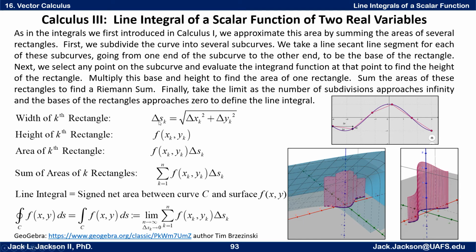So the width of the kth rectangle will be delta s sub k, which is also the square root of delta x sub k squared plus delta y sub k squared. So we have a Pythagorean relationship based on that right triangle. So then what do we do for the height of the rectangle? We take some x value, not on this secant line segment, but on the curve itself. It could be right at the right end, like a right Riemann sum, or a left end, like a left Riemann sum.